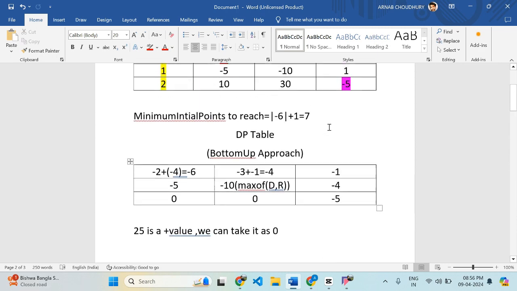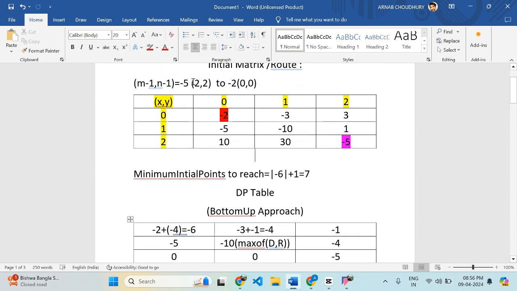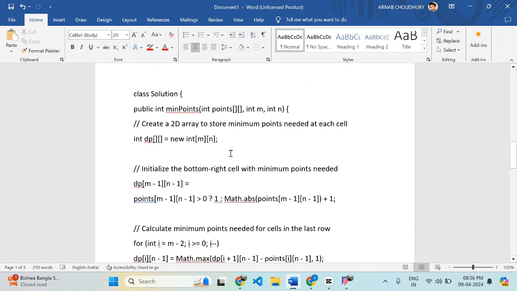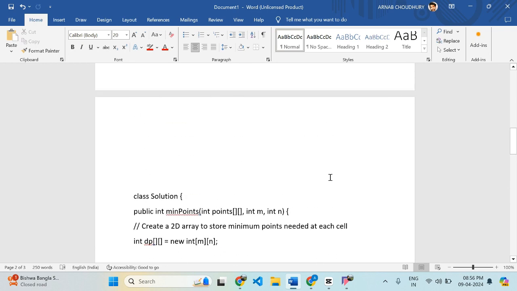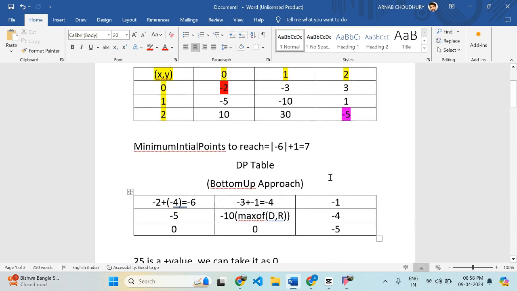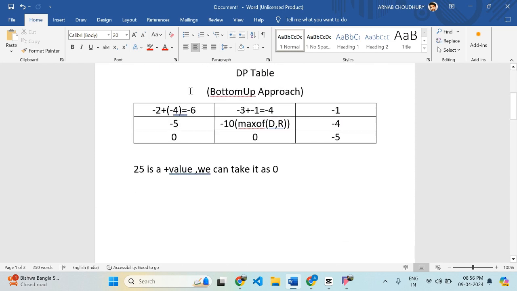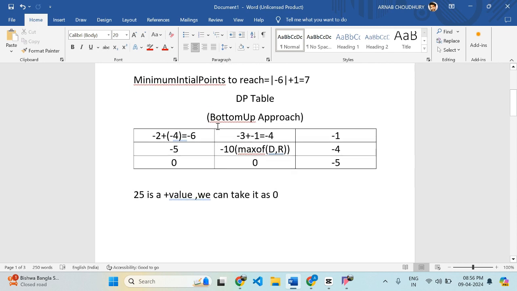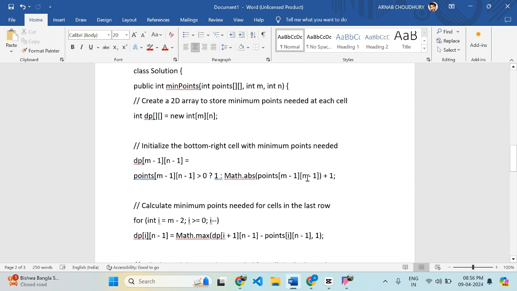So what is the bottom right cell? The bottom right cell is -5. In order to initialize the bottom right cell, which is m minus 1, n minus 1, we write points m minus 1, n minus 1, and we have written the formula using Math.abs. What Math.abs is doing: we have been given two coordinates, right? Suppose in this particular question, -2, -4, and the answer is -6, but we can't return -6. We have to return the positive or the absolute value. So we are taking Math.abs of -6 plus 1 in order to make it 7. So here what I have done is nothing but this.